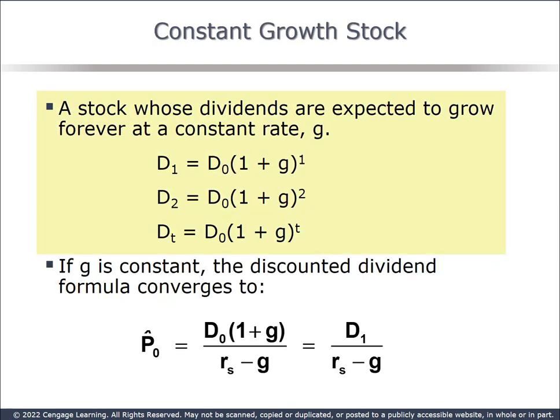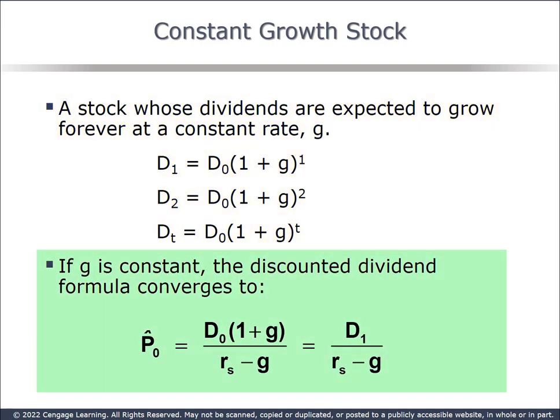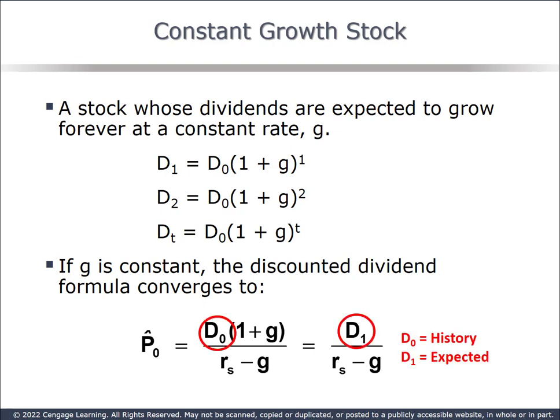If we assume that a firm's dividend grows at a constant rate forever, using a Taylor expansion and a lot of math, the infinite valuation model can converge to the constant growth model. This is called the constant dividend growth model or the Gordon growth model. Note that D0 is the dividend just paid, so it's known, it's history. RS is the required return on the stock, and G is the constant growth rate. Be careful as to whether a problem gives you D0, the dividend just paid, or D1, the next expected dividend.